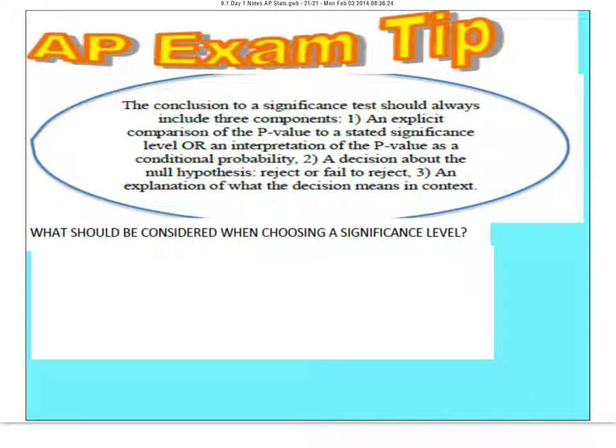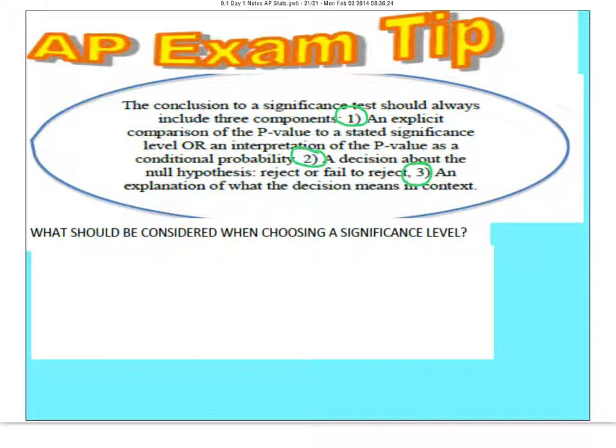This AP tip right here is exactly what I just said. You have to talk about your comparison of the p-value to the significance level, you make your decision to reject or fail to reject, and you make your final conclusion. So just be careful to do that going forward.